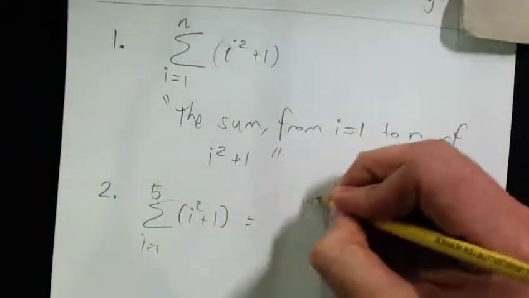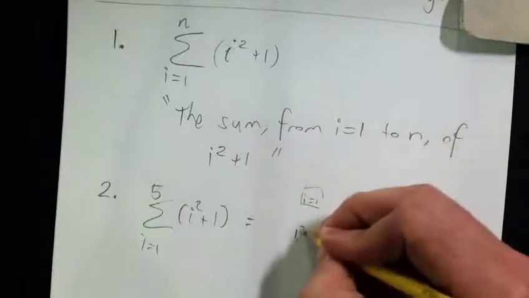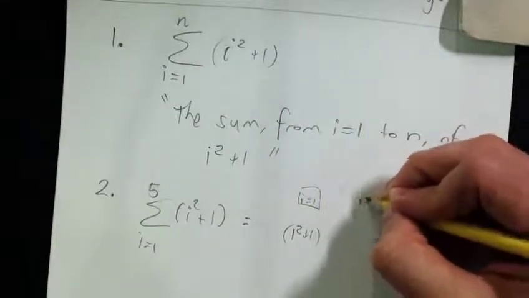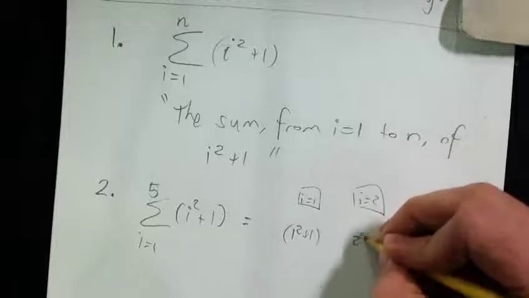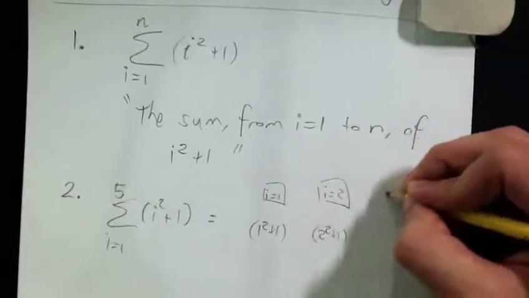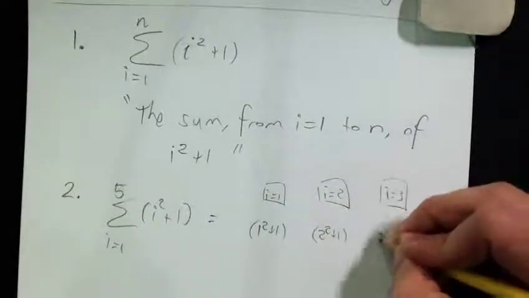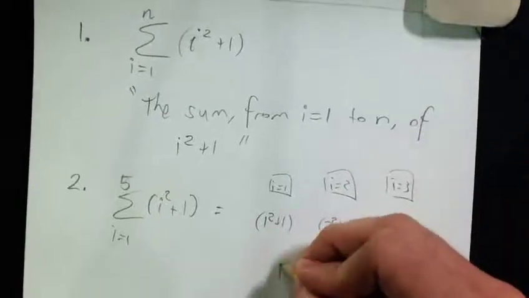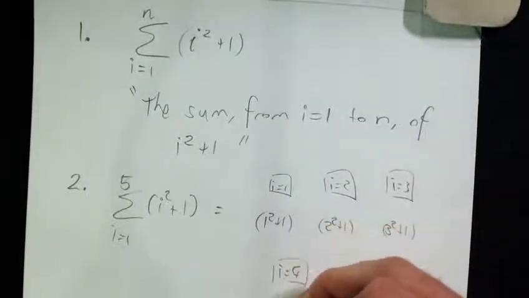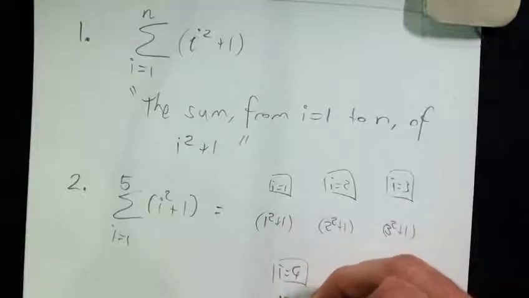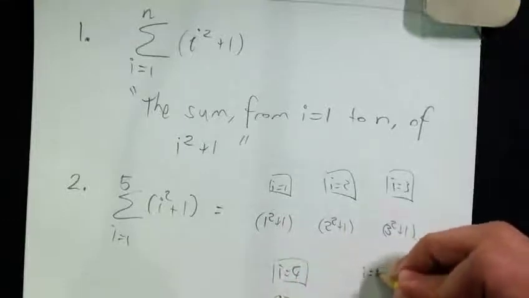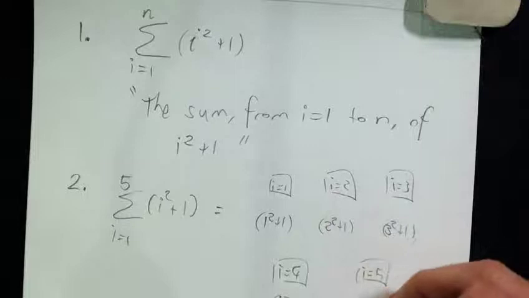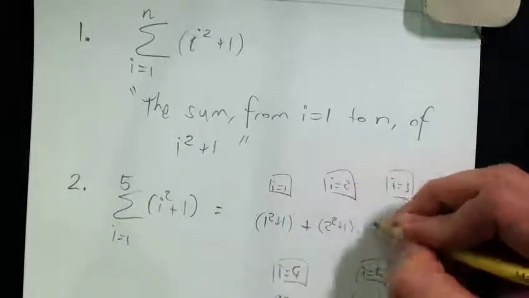I would say when i is equal to 1, the answer is 1 squared plus 1. And when i is equal to 2, the answer is 2 squared plus 1. And when i is equal to 3, the answer is 3 squared plus 1. When i is equal to 4, the answer is 4 squared plus 1. And when i is equal to 5, the answer is 5 squared plus 1. And I will add all of those together, and that is the answer.